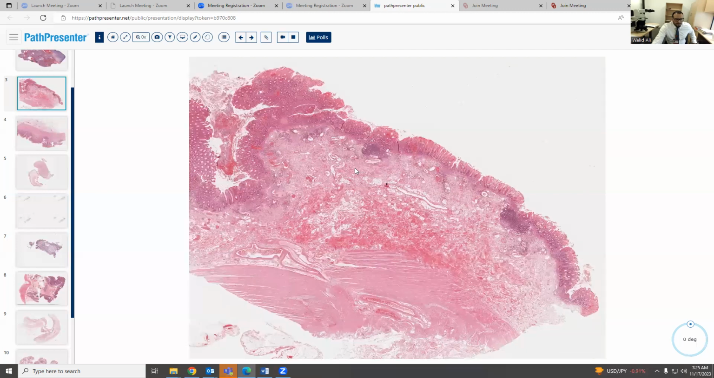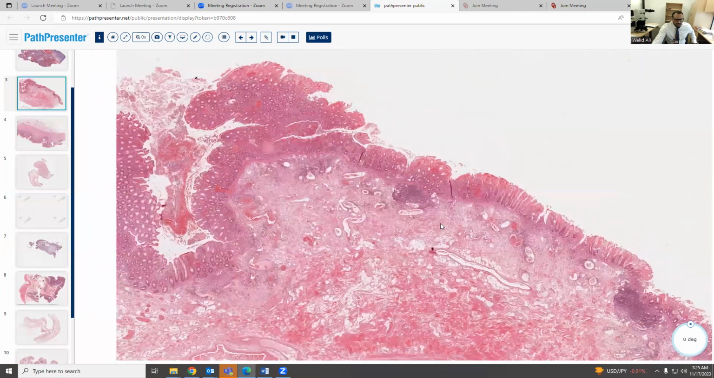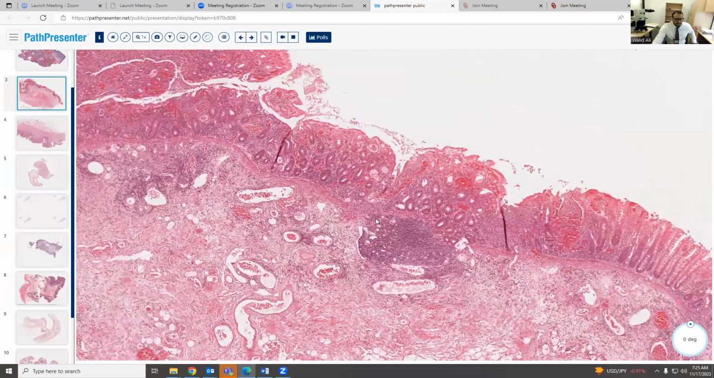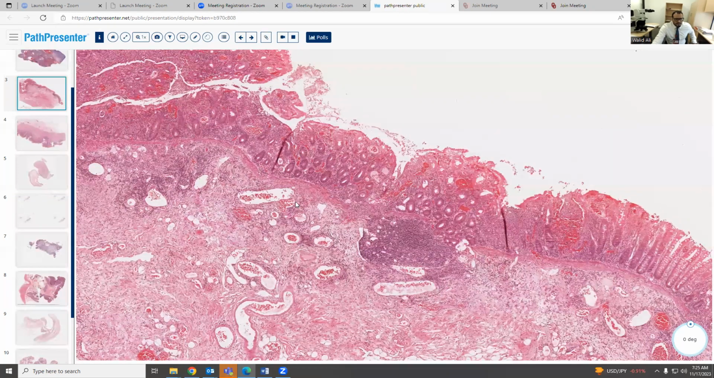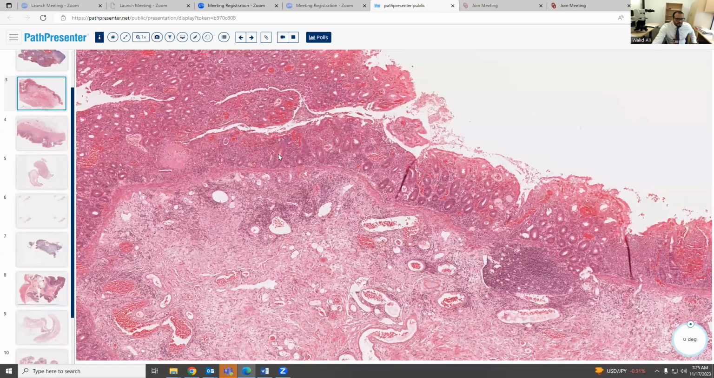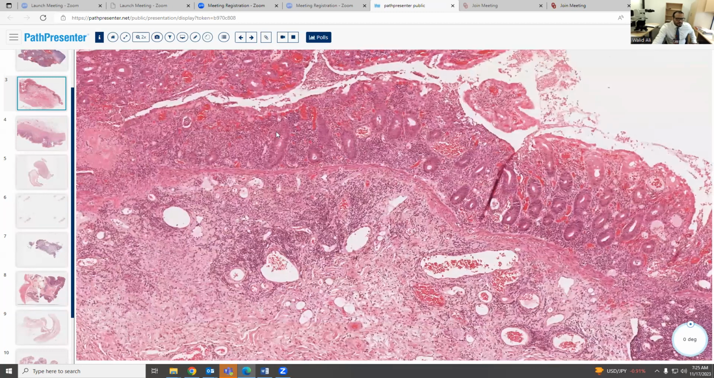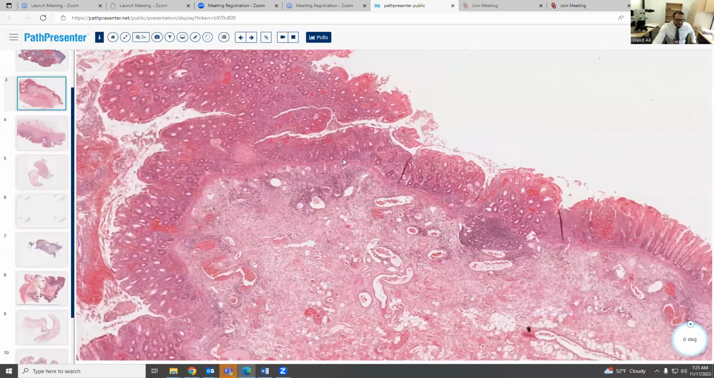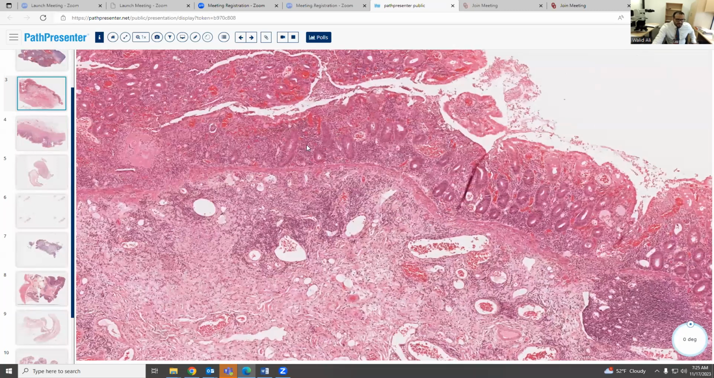So here, if we look at this power, there's distortion of the crypts. This is called distortion of the crypts, and there is an abundance of inflammatory cells. When I look at this slide from this power field and see distortion and lymphoplasmacytosis, the first thing I put in my mind is inflammatory bowel disease. So I will talk about inflammatory bowel disease.